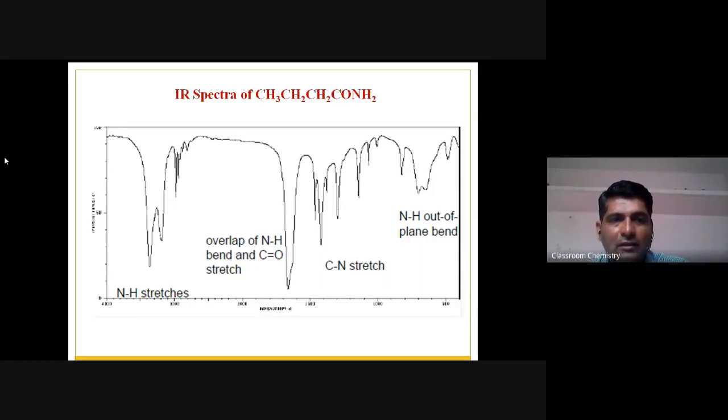You can clearly see this compound is a primary amide. The compound is CH3, CH2, CH2, CO, NH2. You can clearly see there are two peaks for the primary amide, which are above 3000. Since there are two peaks above 3000, you can say it is a primary amide.